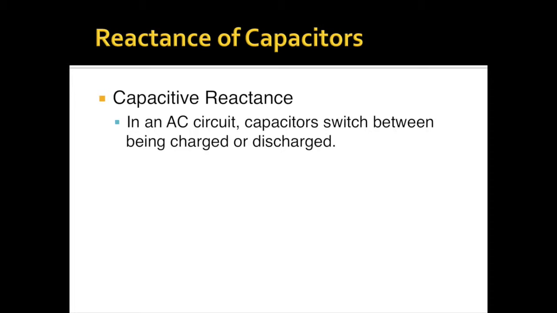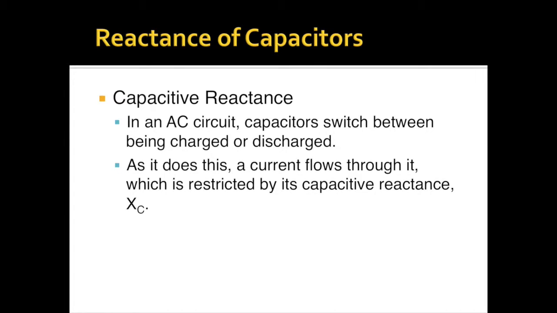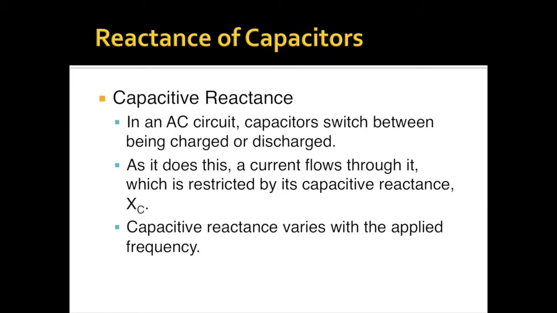In an AC circuit, since the applied voltage signal acts like a sine wave, continually changing its polarity at a rate determined by the frequency of the supply, the capacitor switches between being charged or discharged in the same way. As the capacitor charges or discharges, a current flows through it, which is restricted by the internal resistance of the capacitor, which is known as capacitive reactance, XC, measured in ohms.